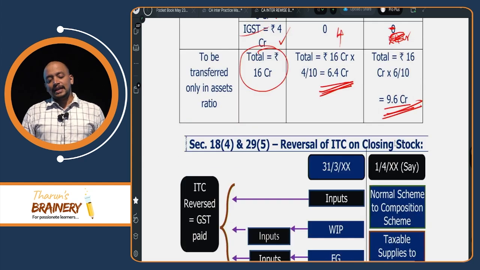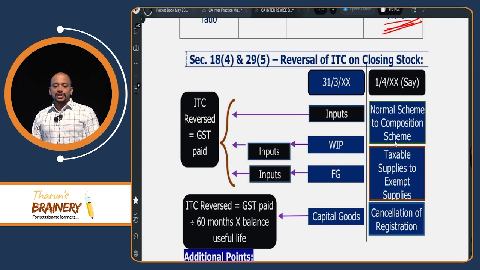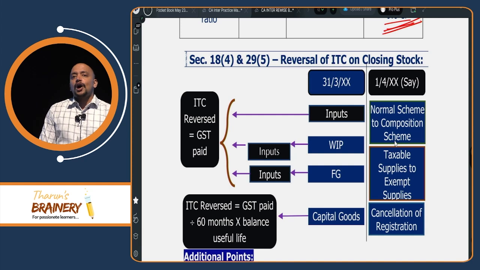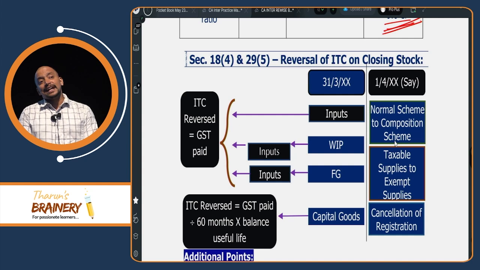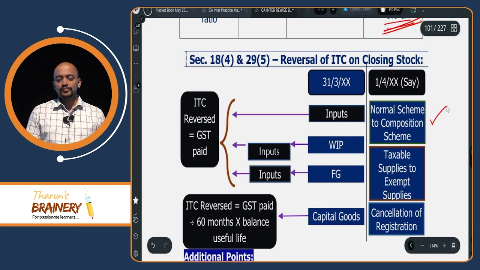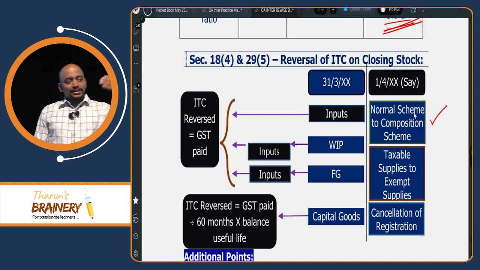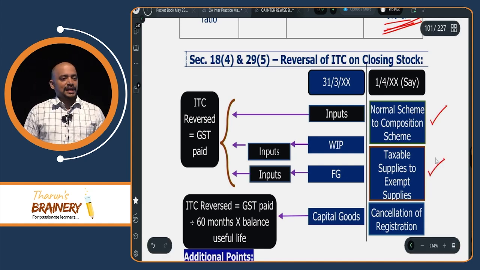Then next one, section 18 subsection 4, read with section 29 subsection 5. So 18 subsection 4 is opposite of 18.1c and 18.1d. What is 18.1c? Composition scheme 2. Now what is opposite of that? Normal scheme to composition scheme. Then 18.1d, exempted supplies to taxable supply. Now what is the opposite of that? Taxable supply to exempted supply.